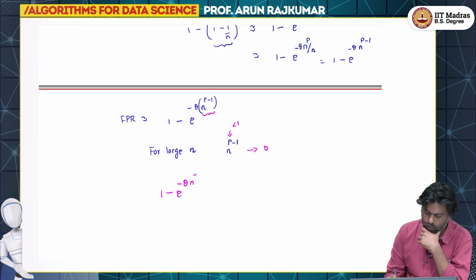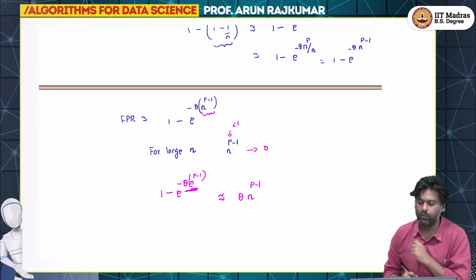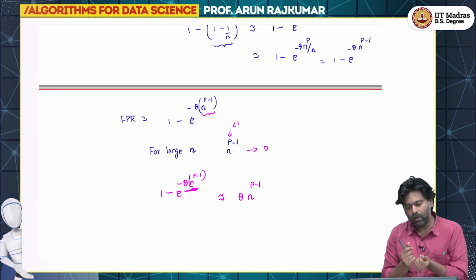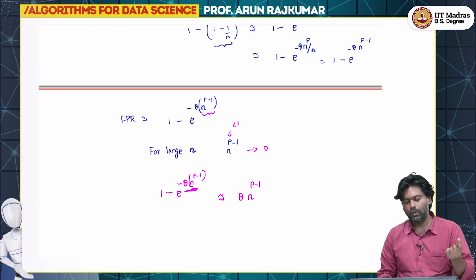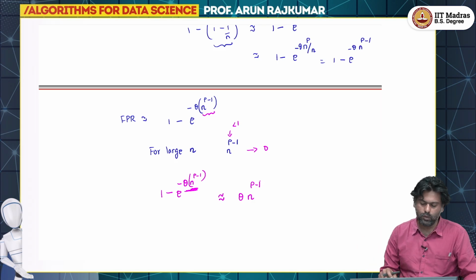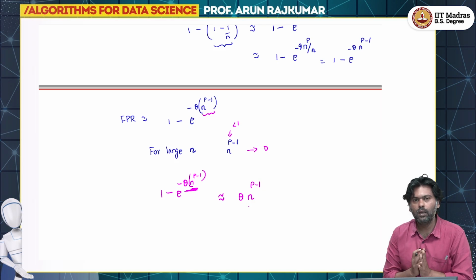So this is 1 minus e to the minus theta n power rho minus 1, but this is a very small value; theta is a fixed constant. If I linearize using a Taylor series, first order approximation, e to the minus x behaves like 1 minus x for very small values of x. For large n, n to the rho minus 1 is very small, so theta times n to the rho minus 1 is very small. So 1 minus e to the minus theta n power rho minus 1 becomes theta n power rho minus 1. This will be our false positive rate.